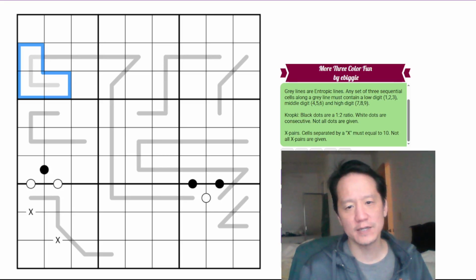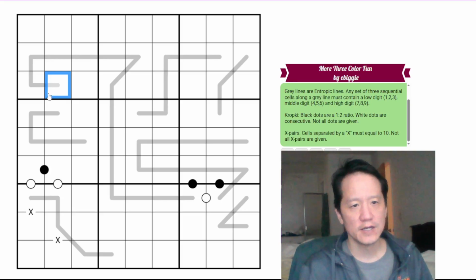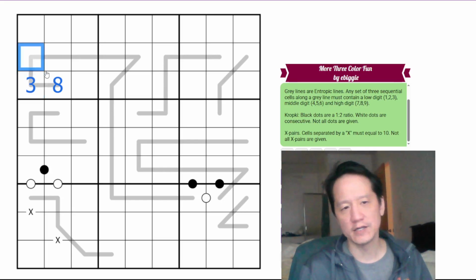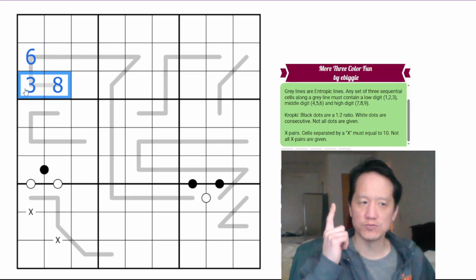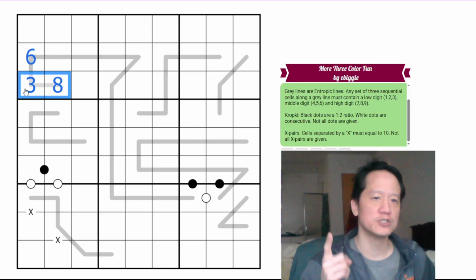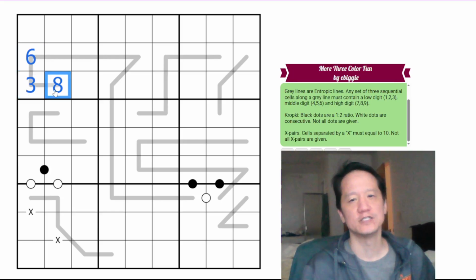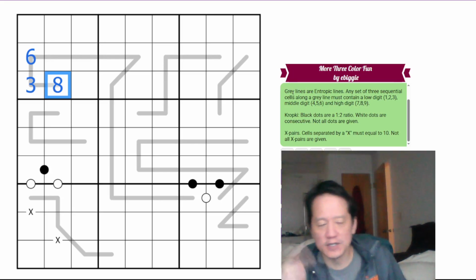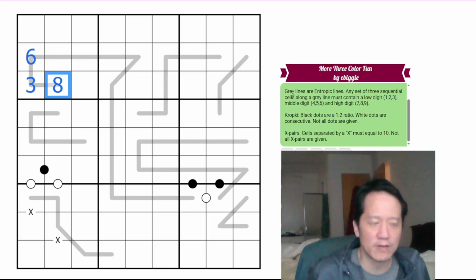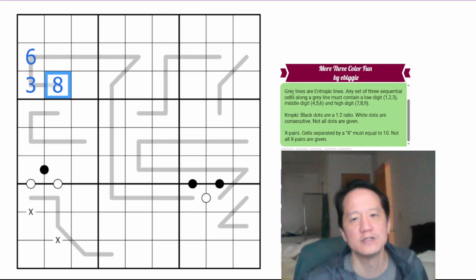So as an example, you could have something along the lines of 8, 3, and 6, and that would satisfy the entropic rule set, because we have 1 that's a low digit, which is 3, we have 1 that's a middle digit, which is 6, and 1 that's a high digit, which is 8. And there are various things that we'll talk about later about how entropic lines work.